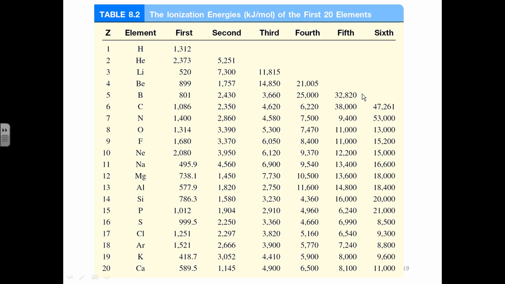But what I was trying to show you on that slide before is it takes 1,086 kilojoules per mole to remove the first electron from each atom.